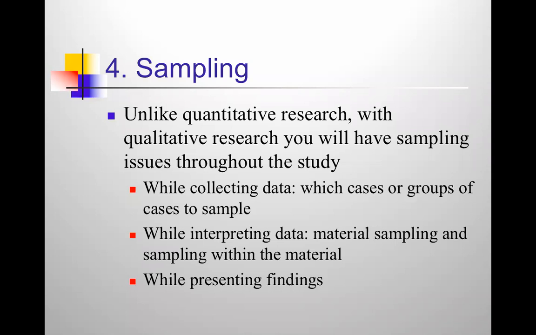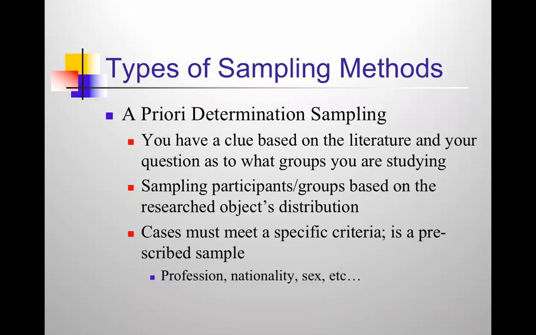Next is going to be sampling. What I said before about sampling in qualitative research is that it's not about how many people to sample. It's about who and why. Who do you want to sample? Why do you want to sample them? What are they going to offer you? What kinds of things can they offer up to you for the study? I guess that's the main part of it.